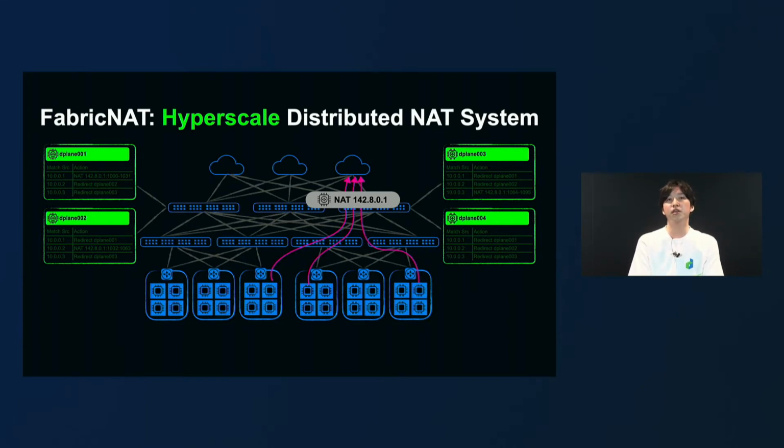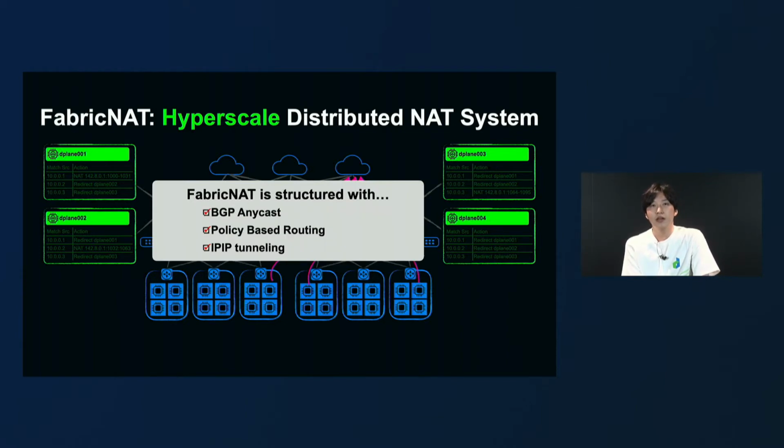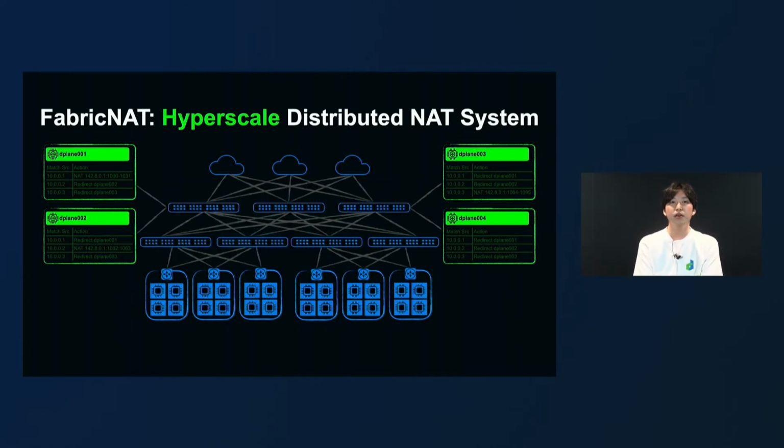We've first created a new distributed NAT technology called FabricNAT that we've adopted as the backend of the Internet Gateway Service. FabricNAT can meet our two requirements, an n+1 active redundancy and a high level of compatibility with the L3-only network. Furthermore, we can achieve FabricNAT by simply combining BGP, policy-based routing, and IP tunneling, which are all commonly used network technologies. Now I would like to show you how FabricNAT works.